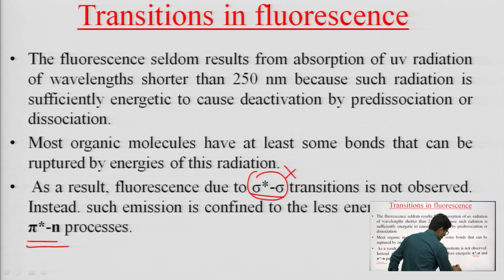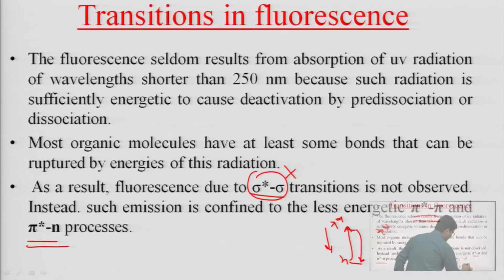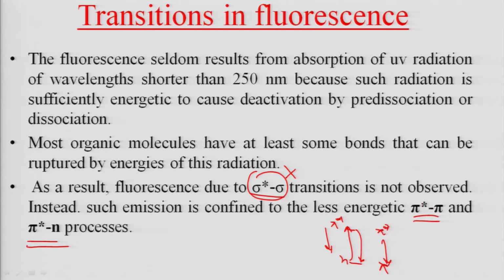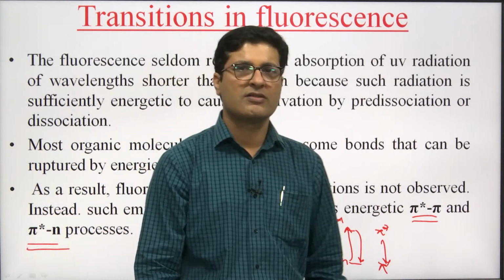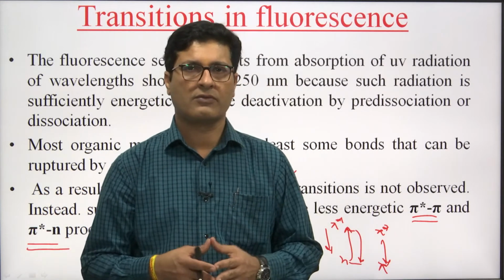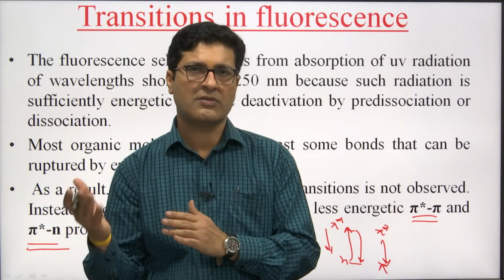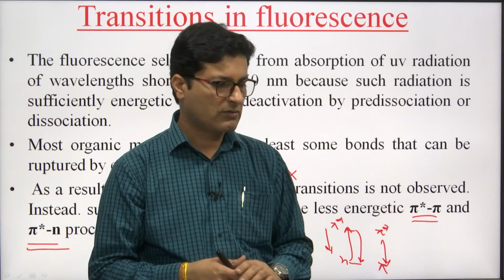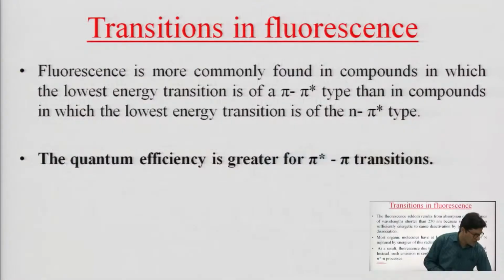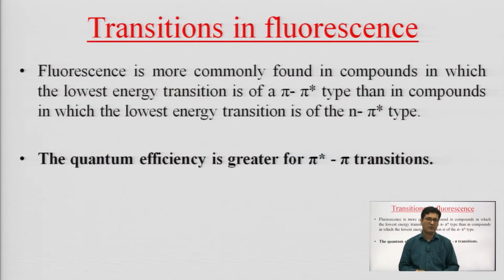From n to pi star, when it goes back, it has to come down from pi star to n, and it can also come from pi star to pi. Such low energy transitions are generally more favored, but high energy transitions like sigma to sigma star generally do not show fluorescence. In fact, they can cause pre-dissociation or dissociation.